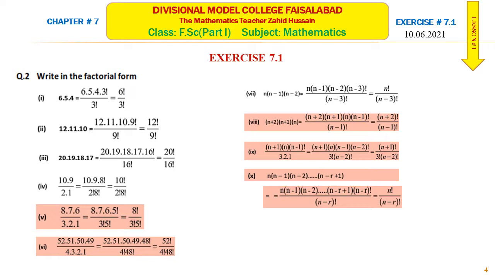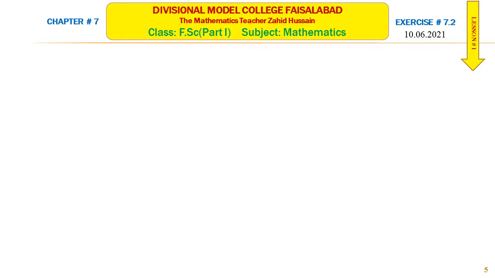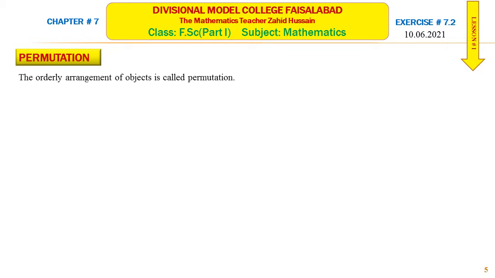So this is your exercise number 7.1, and now we will start exercise 7.2. In 7.2 is permutation. The orderly arrangement of objects is called permutation. The simplest definition of permutation is the orderly arrangement of objects, or arrangement of numbers in which order is important. That type of arrangement in which the order of arrangement is important is called permutation.